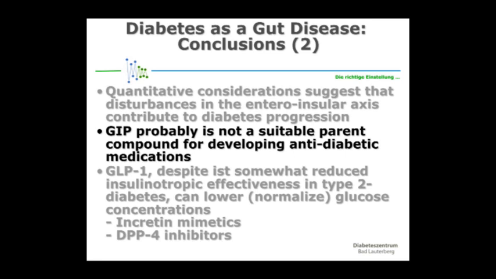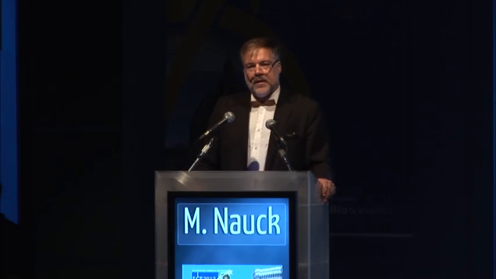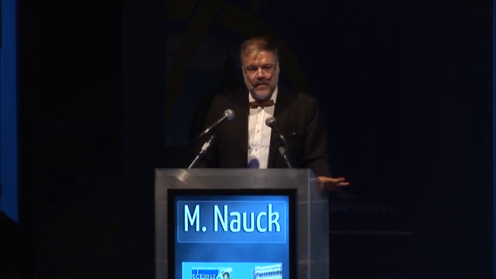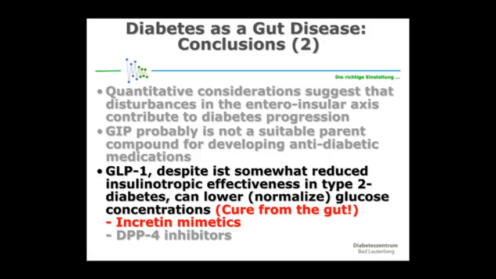This has all been concentrated on GIP. And despite its somewhat reduced insulinotropic effectiveness in type 2 diabetes, it can lower and even normalize glucose concentrations. So it's not the etiology of diabetes that is connected with things in the gut, but the cure may come from the gut. And this is in form of incretin mimetics and of DPP-4 inhibitors.